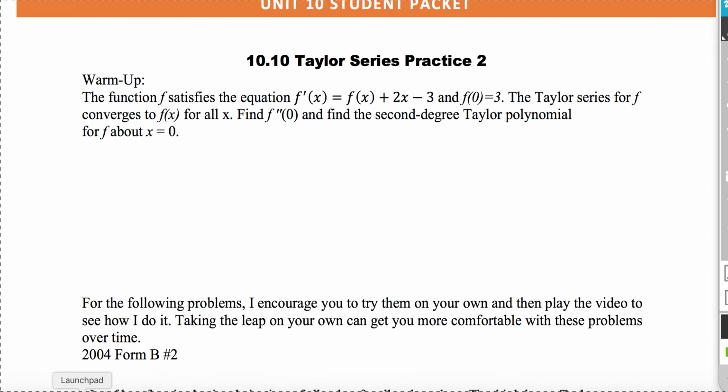All right, we're going to go ahead and get started with lesson 10.10. This will be the last lesson that we'll do regarding Taylor series before we go ahead and begin our overall review for the AP exam. I'm very excited. Hope this gives you a little more practice thinking about and working with Taylor series.